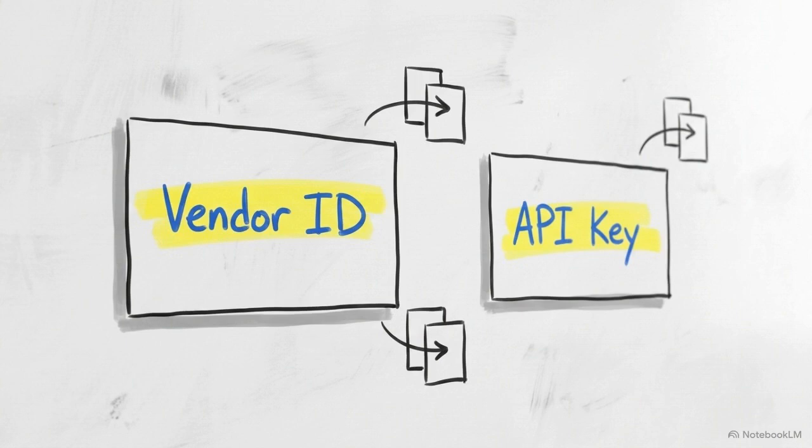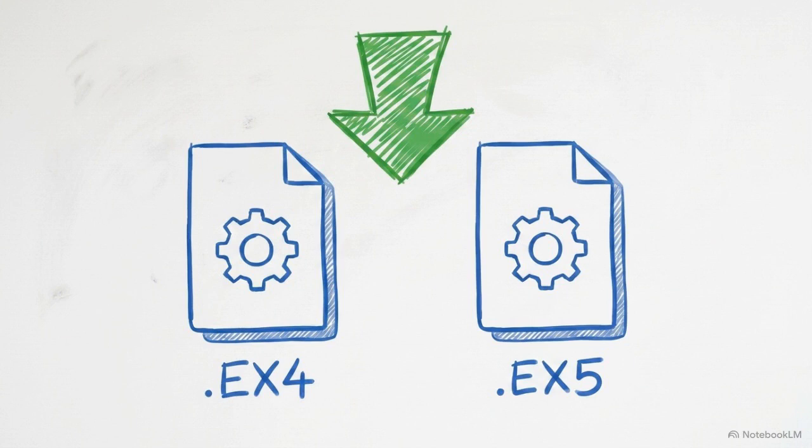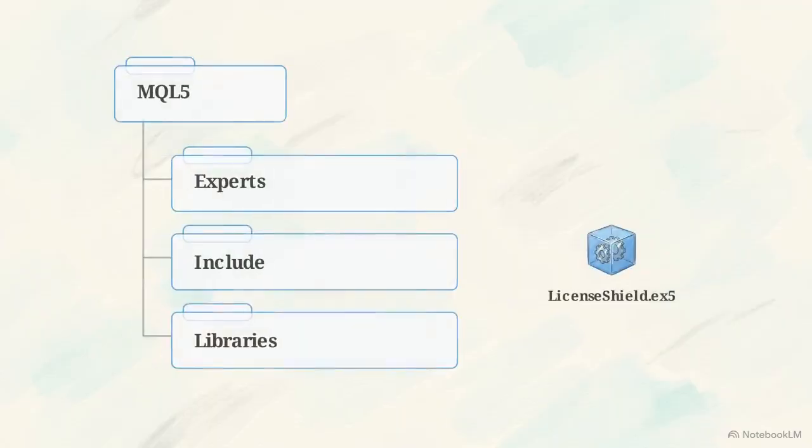Start by registering for an account. This generates your unique vendor ID and an API key. Next, download the specific library file required for either your MT4 or MT5 environment. Pay close attention to this step.